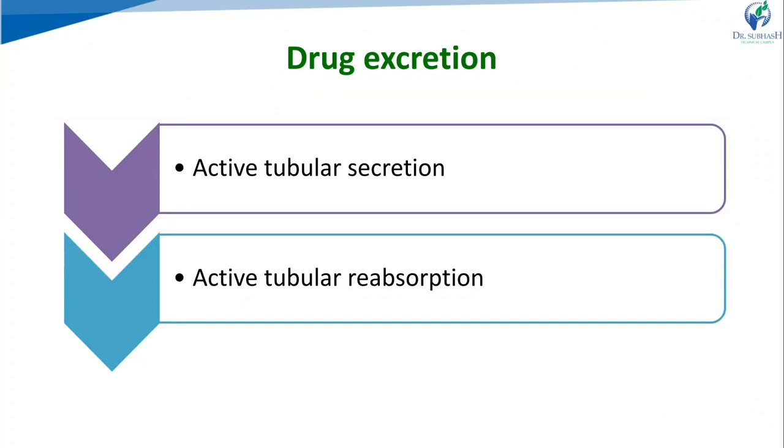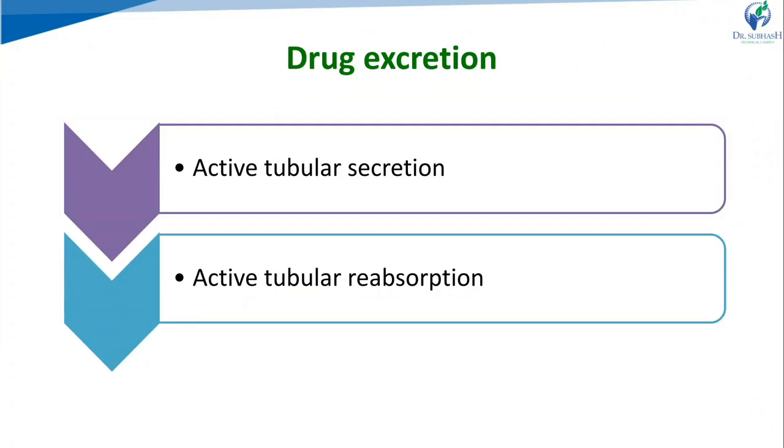In drug excretion, there are two active processes in renal excretion that are saturable: active tubular secretion and active tubular reabsorption. For active tubular secretion, penicillin G is an example. After saturation of the carrier system, a decrease in renal clearance occurs.